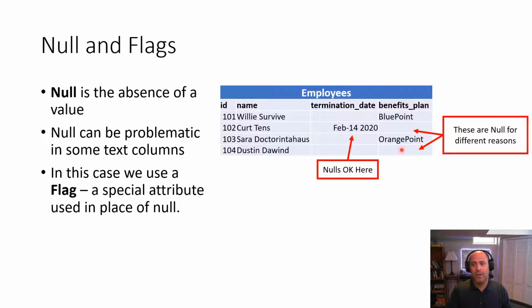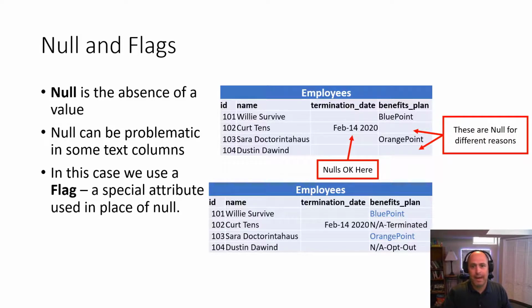So generally, the way we handle this is with a flag. What we do is we don't allow null in the benefits plan column, and instead we have special values to imply the meaning as to why the values are null. So these are the old values in here. And then I have a value called not applicable terminated and another value not applicable opt out. And those represent the flags that designate why that value would have been blank, but now it's no longer blank.